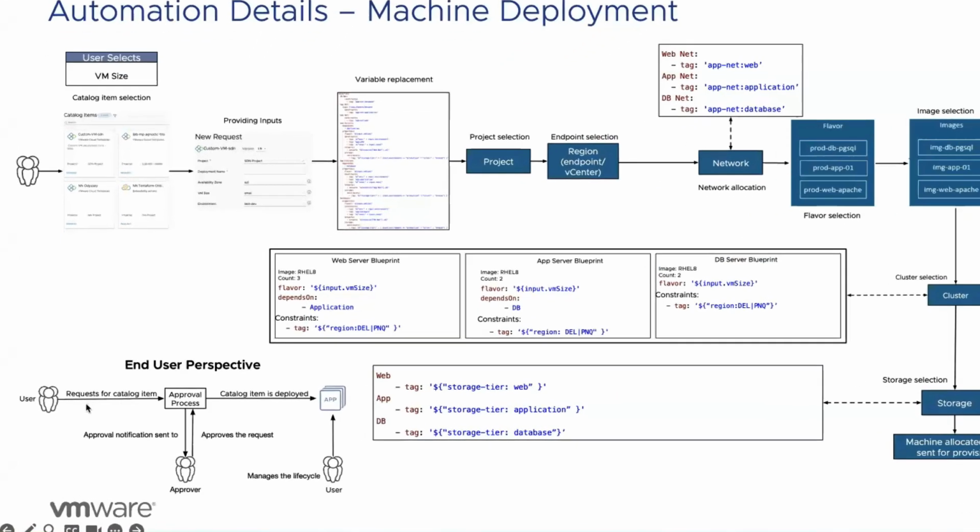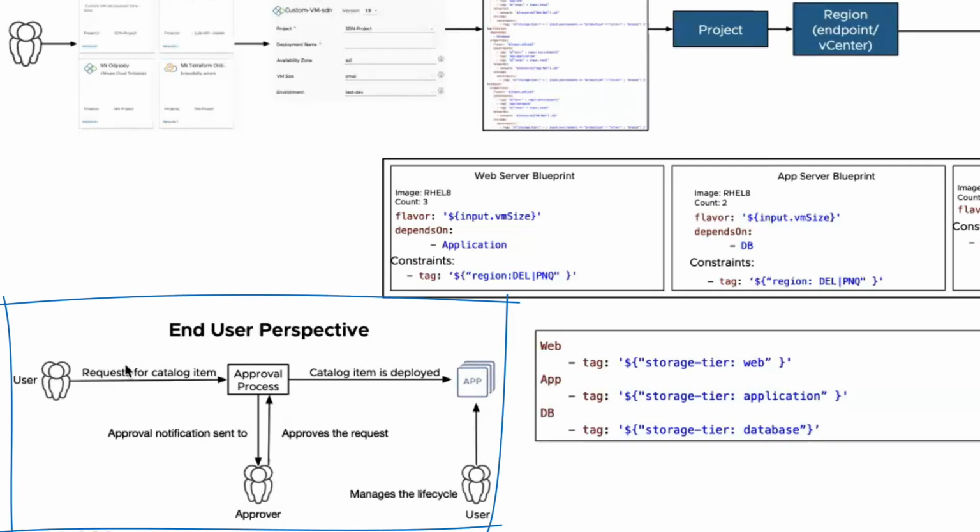End users, they don't get to see all of that. They just see, okay, I have requested a catalog item. It went for approval. If it was approved, it was just deployed. All this is abstracted from them. Looks very simple from the end user's perspective, right?